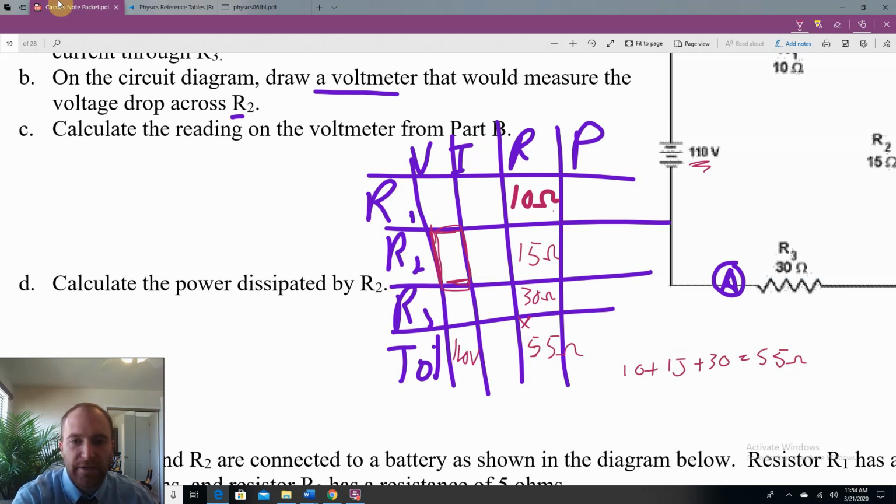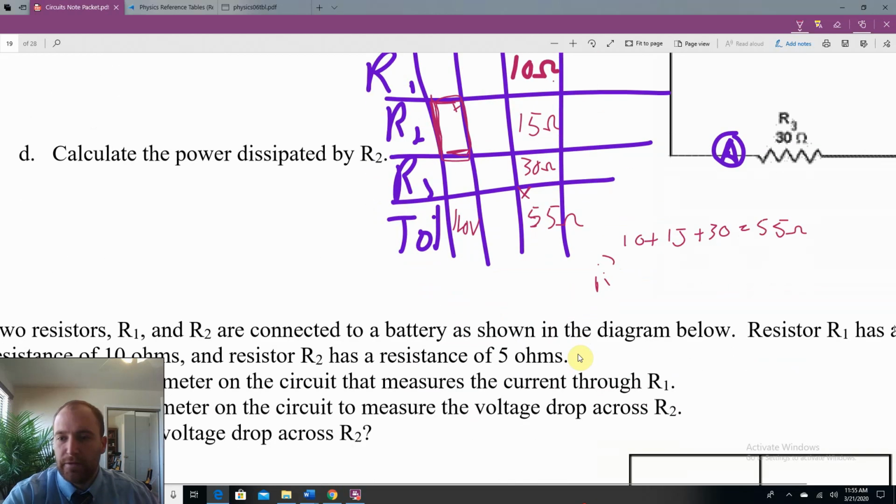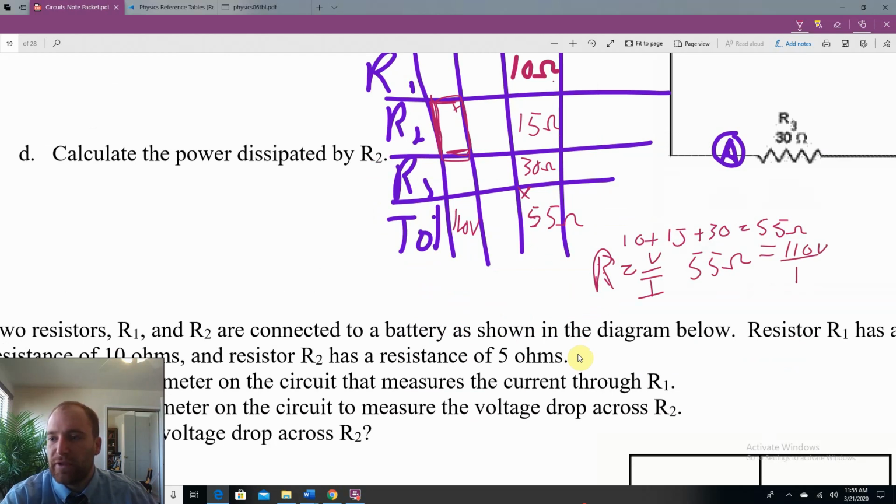Okay, cool. Again, doesn't quite get us where we need to be, which is all the way up here. But what's something else we can find? I'm looking at this bottom row. We know R, we know V. We can solve for I. We can always do that if we know R and V. R is equal to V over I. 55 ohms is equal to 110 volts over I. And when you do that, I got 2 amps here.